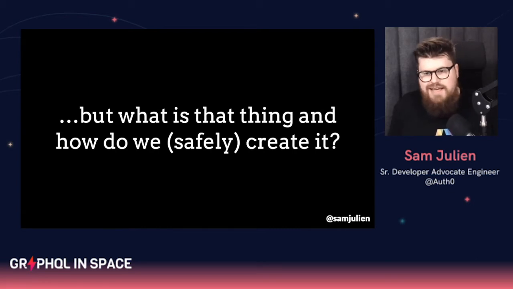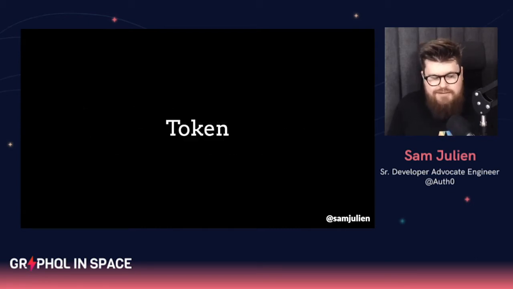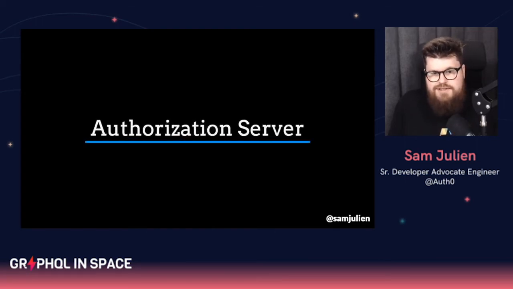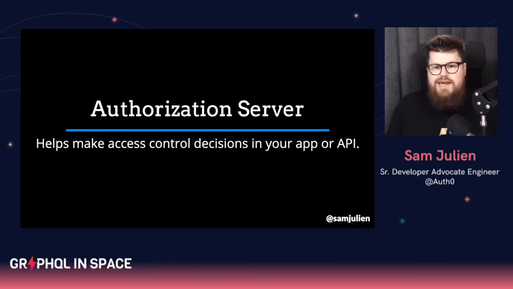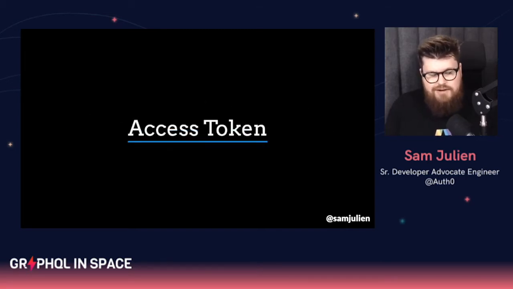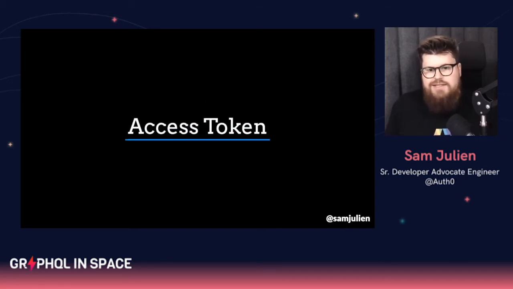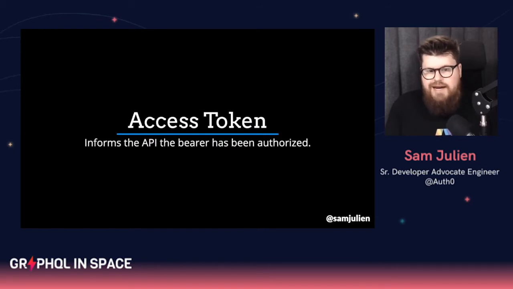Well, this artifact is called a token. And a token is what we're going to use to store this information and send it to our servers. We create the token with an authorization server. The authorization server is what helps us make these access control decisions in your app or API. So this authorization server is going to create something called an access token. It's going to be a little token that informs the API that whoever has the token has the permission to access what they're trying to access.